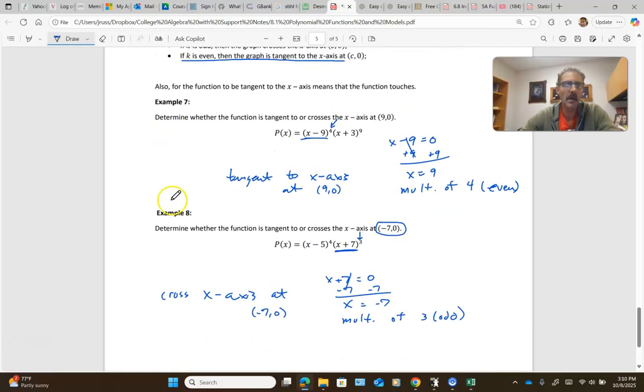So anyway, that pretty much concludes 8.1. We're going to continue talking about zeros and their multiplicities, and also the connection between the fact that if you know a factor of a polynomial, that factor corresponds to a 0 and vice versa. So anyway, I'll see you in 8.2.